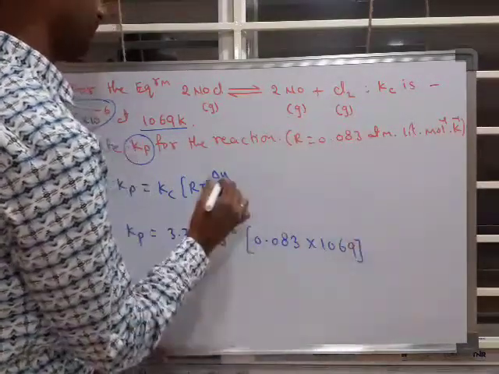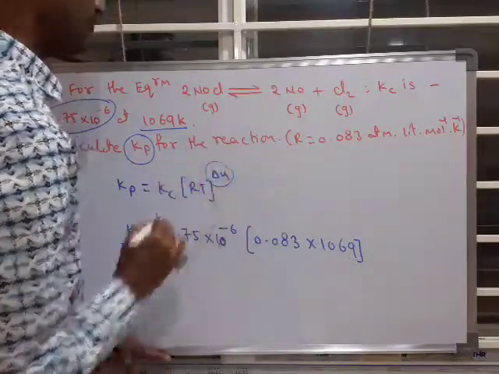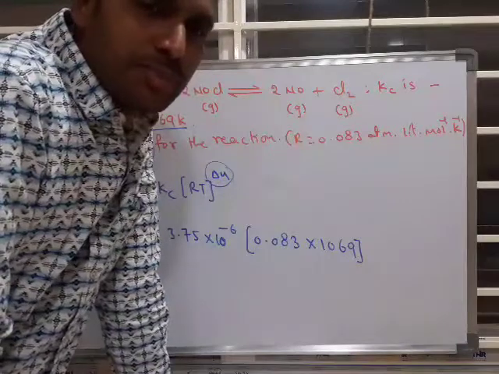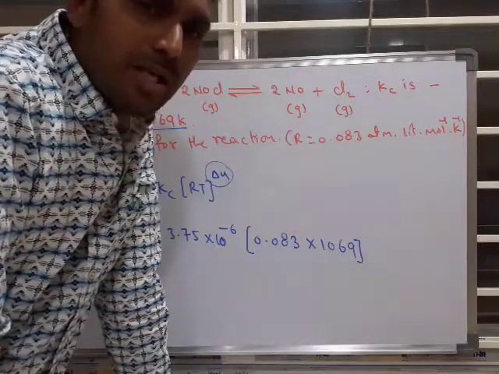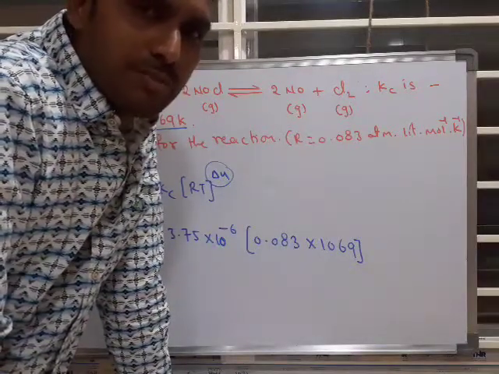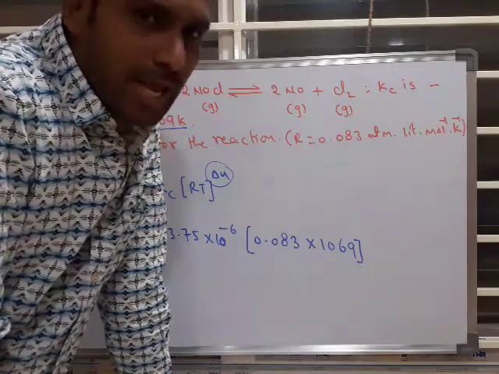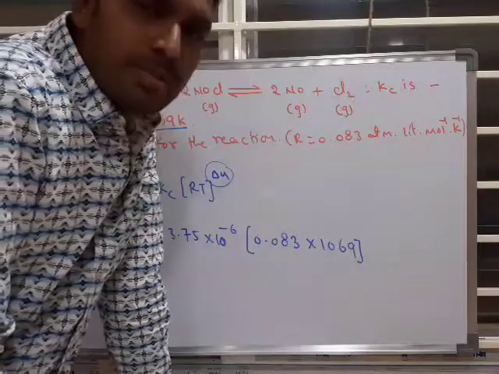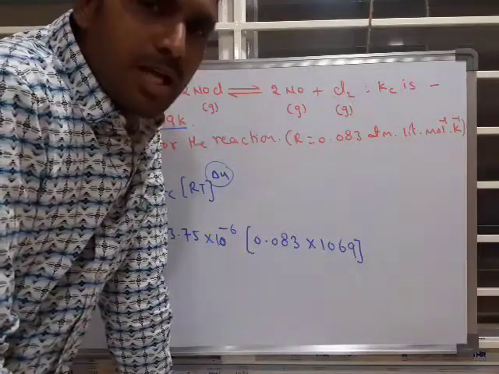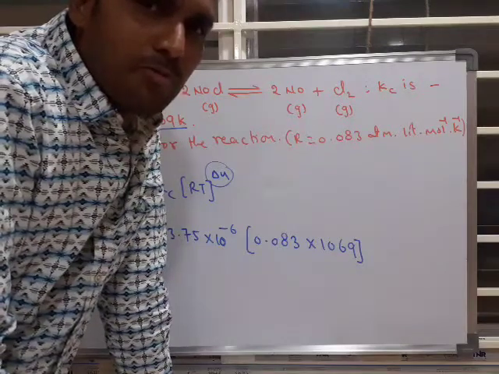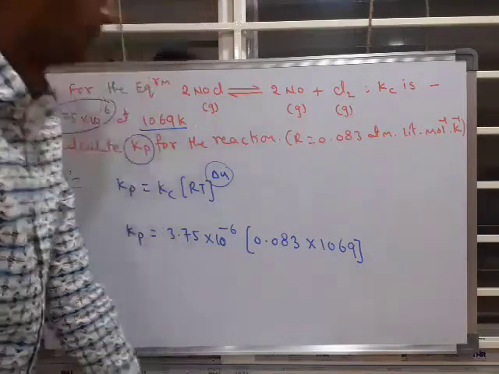What is delta N? What is delta N in these equilibrium reactions? It is the difference between the number of moles of gaseous products and the number of moles of gaseous reactants.